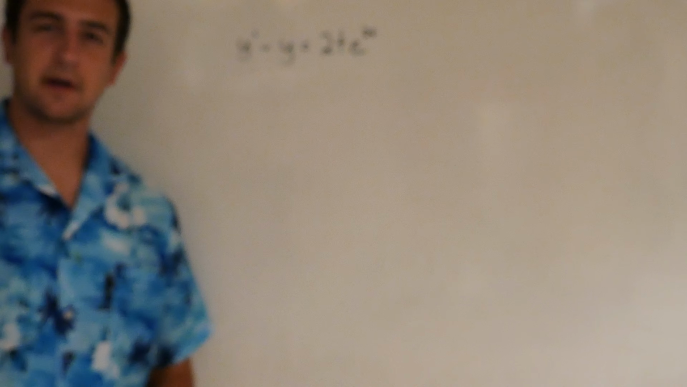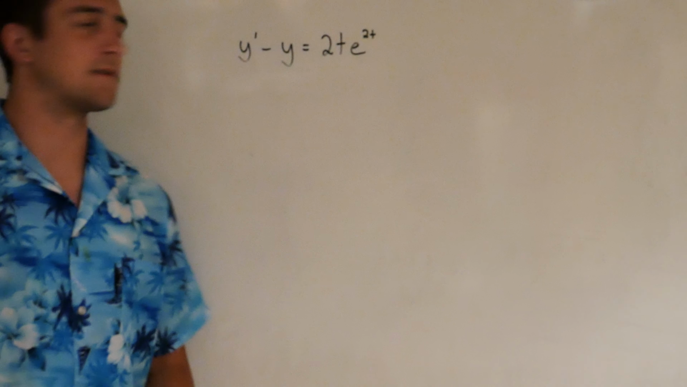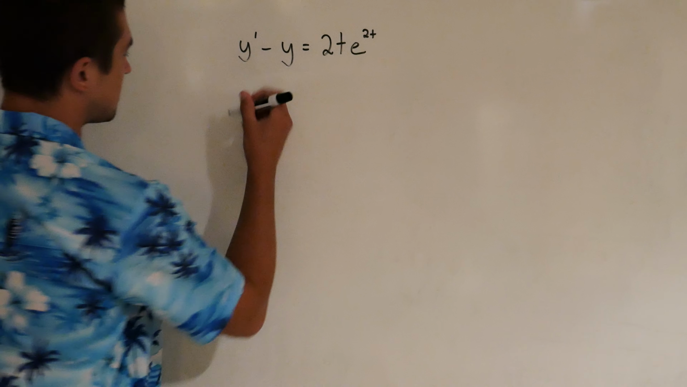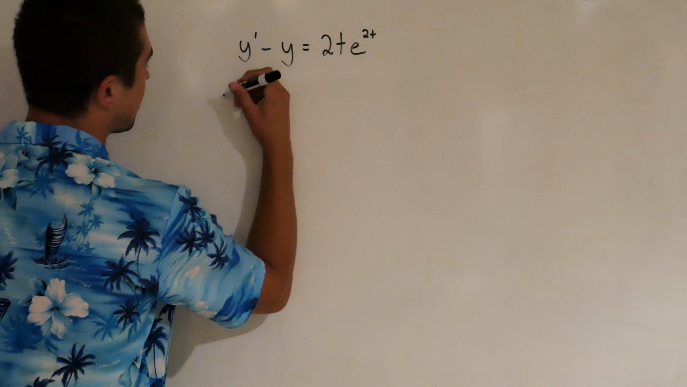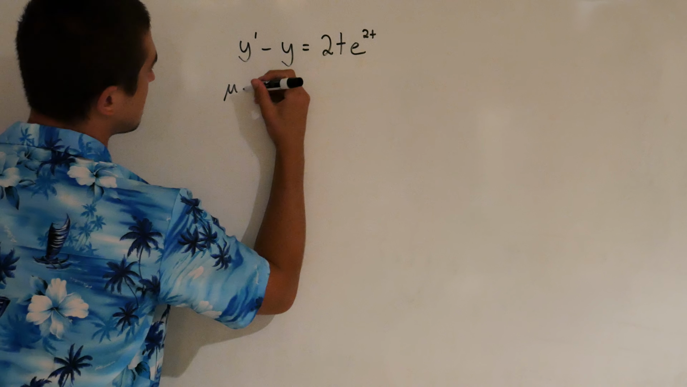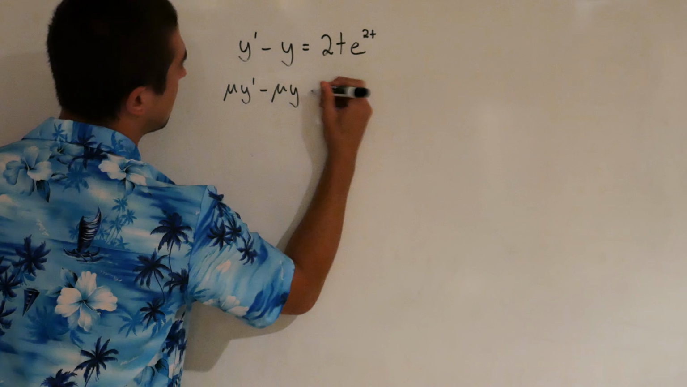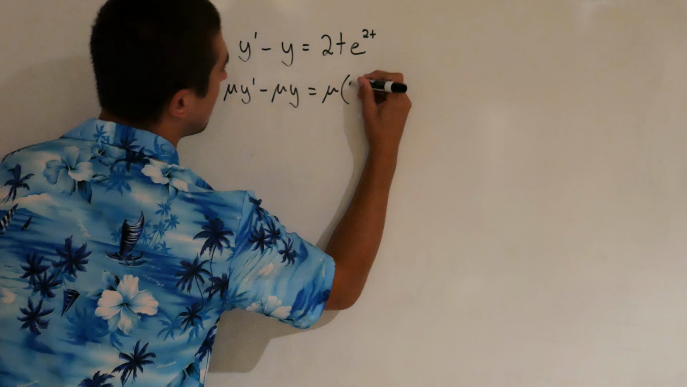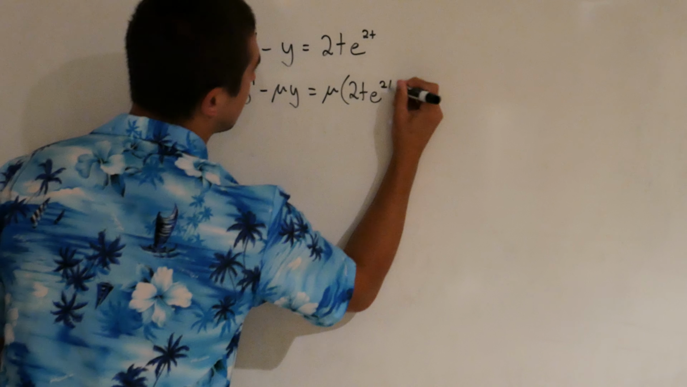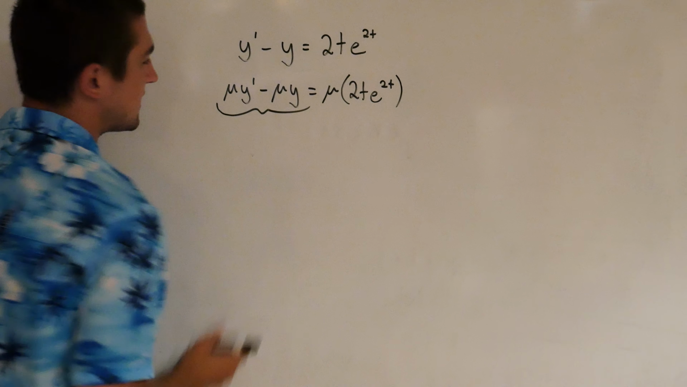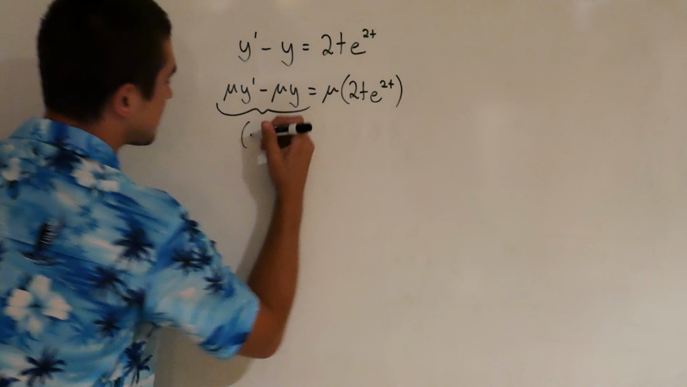Hello everyone. Now we're going to apply what we learned in our last video to solving this linear differential equation. The first thing I'm going to do is multiply the entire equation by our integrating factor, mu, so that we have mu times y prime minus mu times y is equal to mu times 2t e to the 2t.